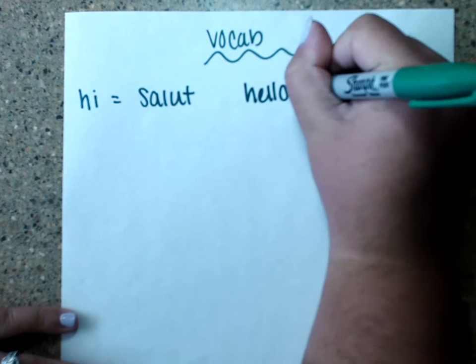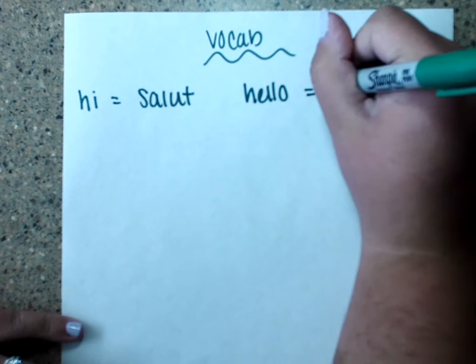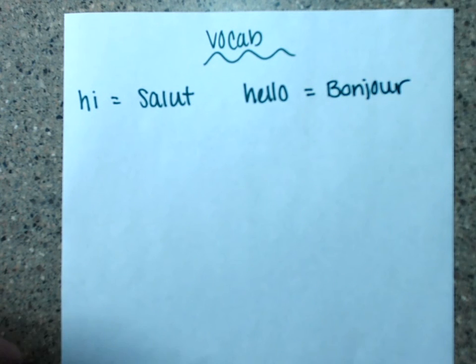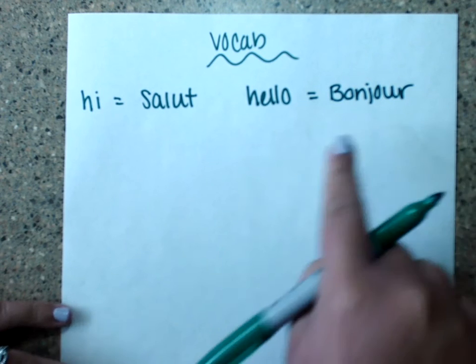Just like in English, we have different words for hi and hello. There's different words for hi and hello in French. So hello in French is bonjour. Bonjour. I'm sure you've heard that one quite a lot. So we have salut and bonjour.